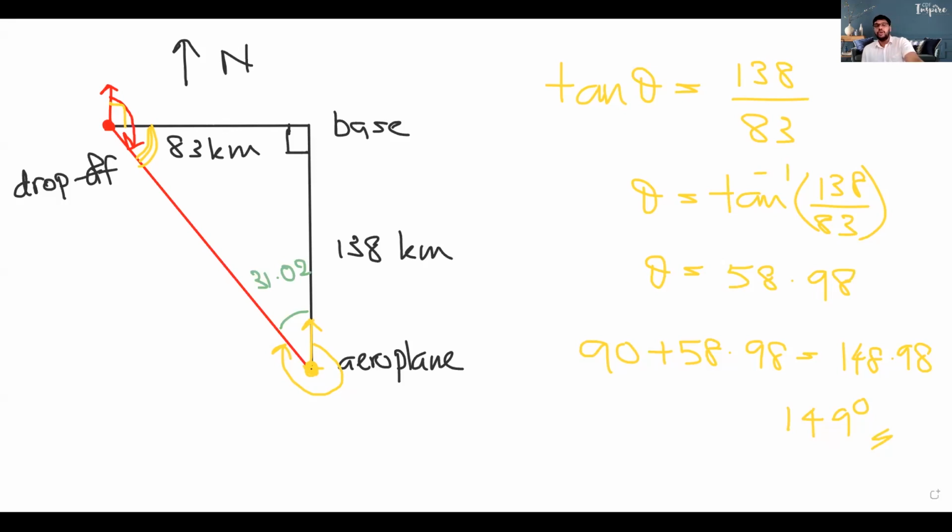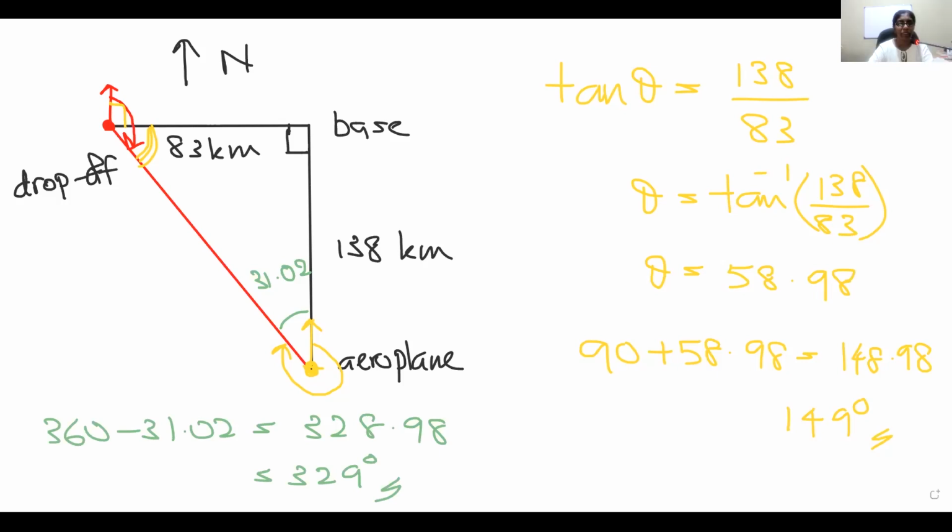And then you know that the big yellow reflex angle plus this green angle should total 360. So from 360, if I subtract 31.02, right, I get 328.98. To 1 degree, it is 329 degrees. That is the bearing of the drop-off point from the aeroplane.